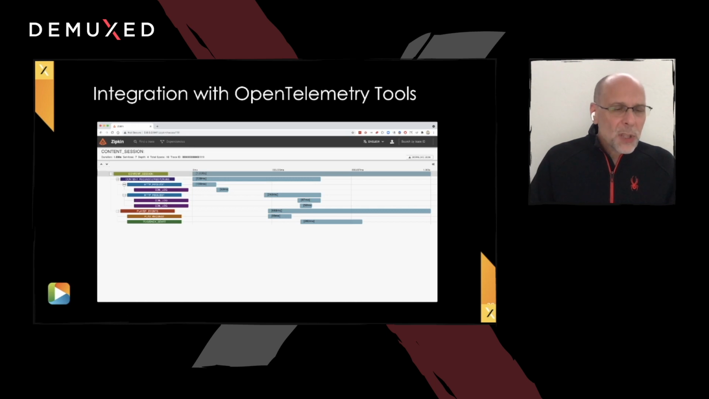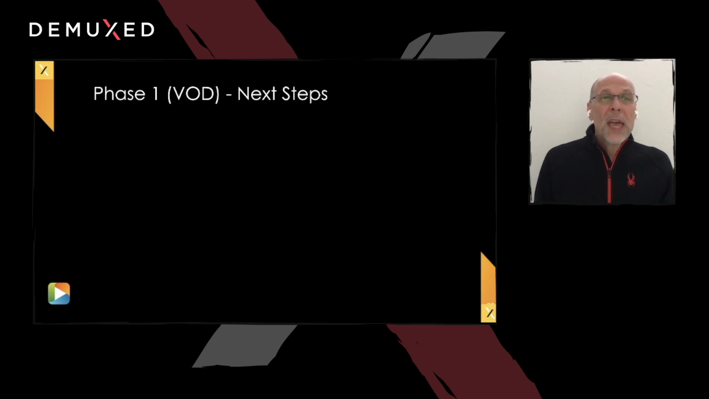And one of the last things I'll leave you with on the visualization front is that we figured out how to take data that we pulled from CDNs and players, and we know that we can now cobble it together into a format that can be ingested by Zipkin. So one of our next steps as well is to get this stuff actually plugged in and start creating some of these kinds of visualizations. So really exciting stuff. Now looking ahead for phase one, let's talk about next steps.